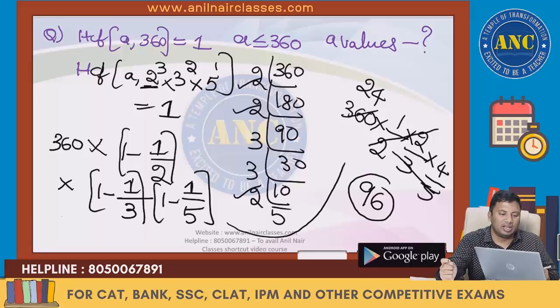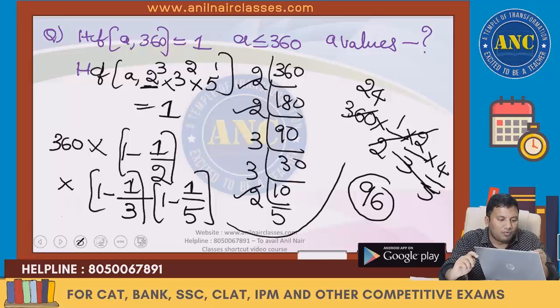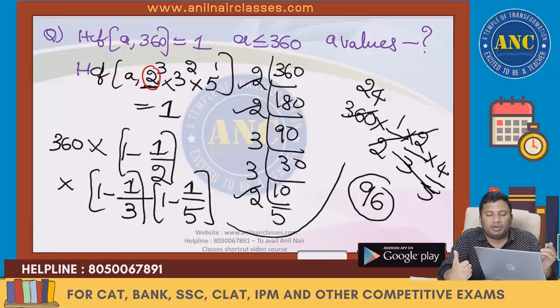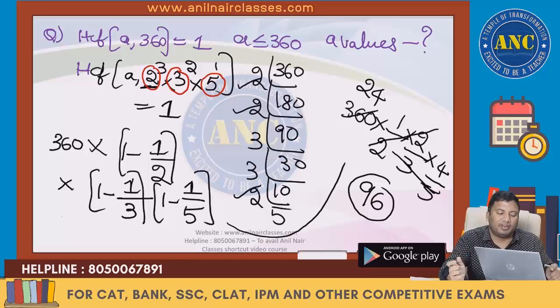Why did these 1 minus terms come into the picture? 1 minus 1 by 2: out of every 2 consecutive natural numbers, one number is divisible. How many are not divisible? 1 minus 1 by 2. 1 minus 1 by 3. 1 minus 1 by 5. So 360 into 1 by 2 into 2 by 3 into 4 by 5.